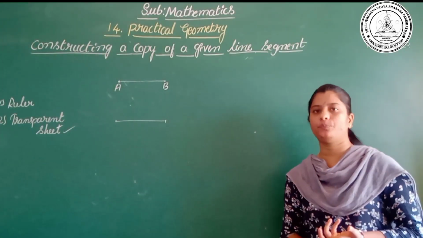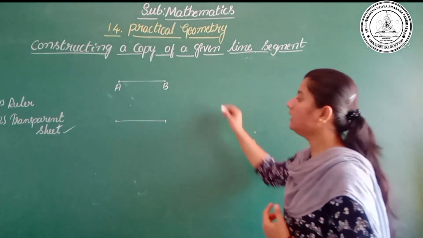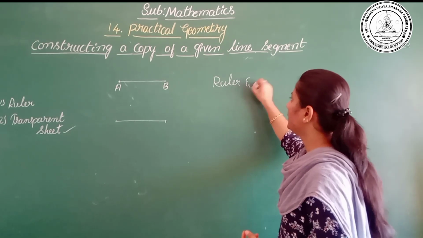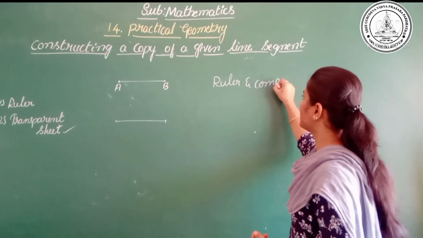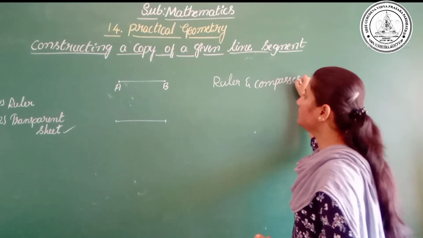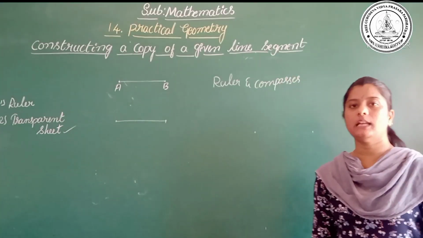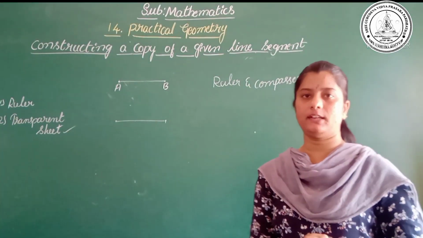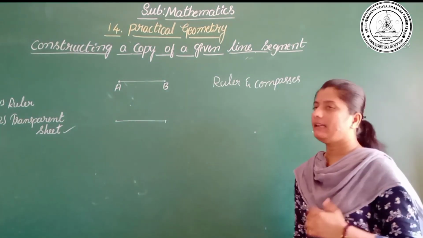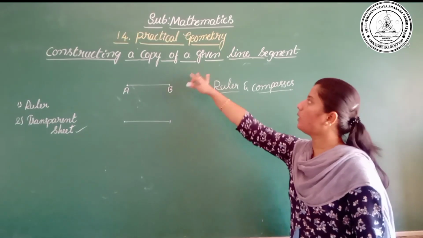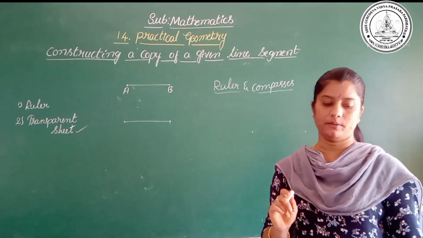So what we have to do is use the ruler and compasses. Ruler and compasses. If we use these two tools to construct a copy of a line segment, we will get the accurate length of the given line segment. Okay. Then let's see how to use the ruler and compasses to copy a given line segment.